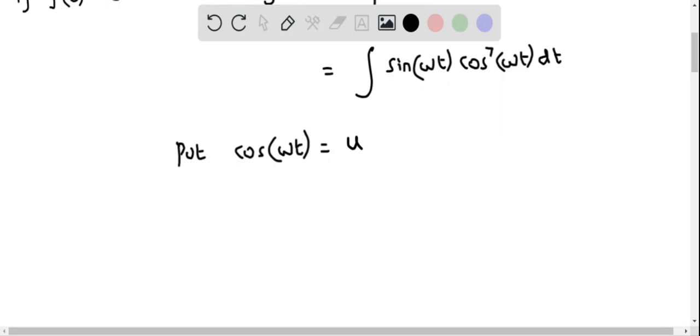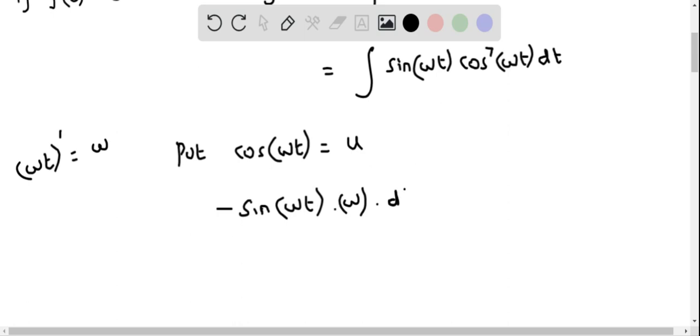The derivative of the cos function is the negative sine function. So we put a negative sine of omega t, and then when we apply the chain rule, we find the derivative of omega t. The derivative of omega t is just omega. So I put this omega, and then we multiply with dt, and this equals, on the right side, if we take the differential of u, we get du.